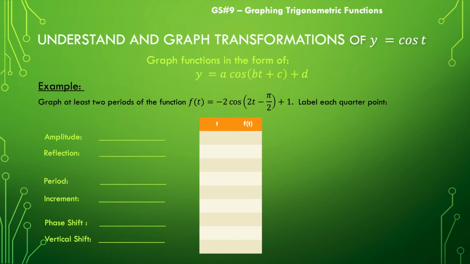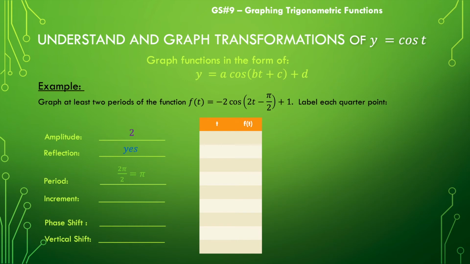Here we go. f(t) = −2 cos(2t − π/2) + 1. Going through this function and finding our key attributes, the amplitude will be the absolute value of negative 2, which is 2. There is definitely a reflection over the x-axis because of that negative. Our period will be 2π divided by b, which is 2, and we can reduce that to make it π.